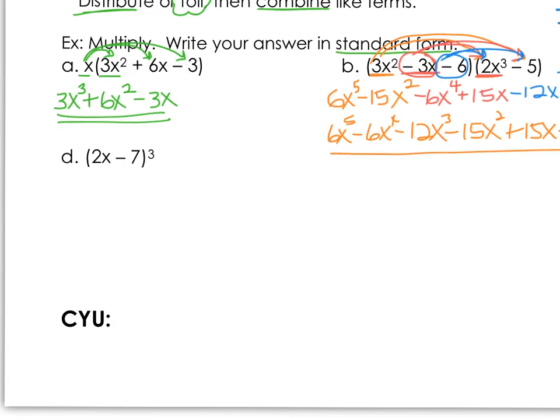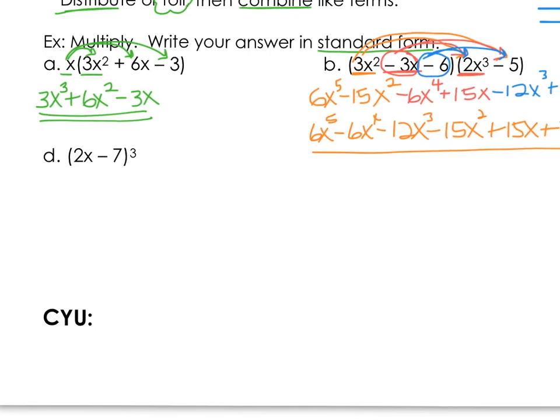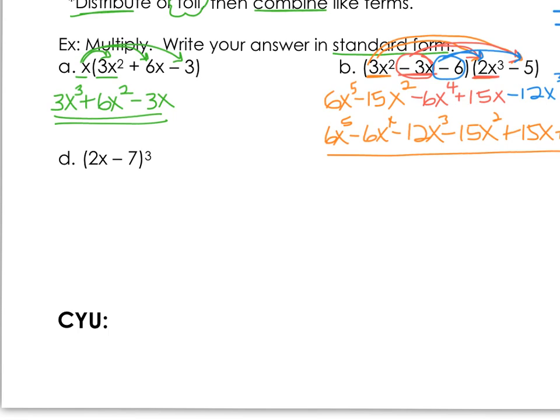For our last example, 2x minus 7 cubed. Be careful on this one, really be careful. We're not going to distribute the 3 in. Remember, that only works if it's a product. We can't do that if it's addition or subtraction. So what we need to do instead is literally write this out 3 times. 2x minus 7 times 2x minus 7, you guessed it, times 2x minus 7.